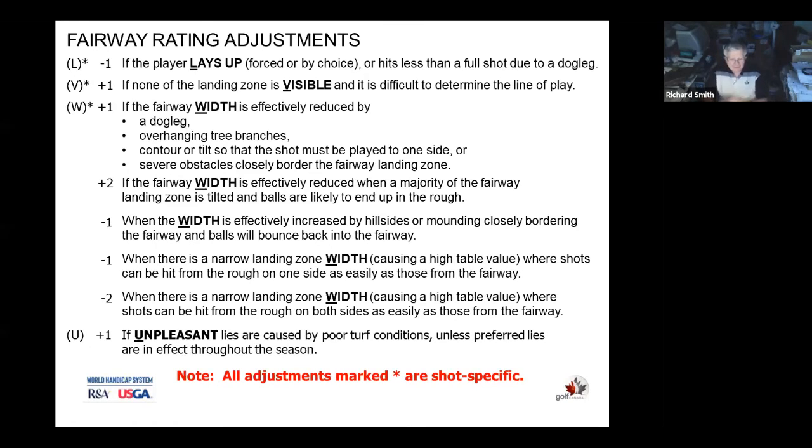Oh, and one other thing, just again as a reminder, because some obstacle adjustments depend on others, we should always evaluate the adjustments in the order which we find them in the guide. So if we're doing fairway, we would start off by looking at, is there a layup adjustment? Is there a visibility adjustment? Is there a width adjustment, etc.?